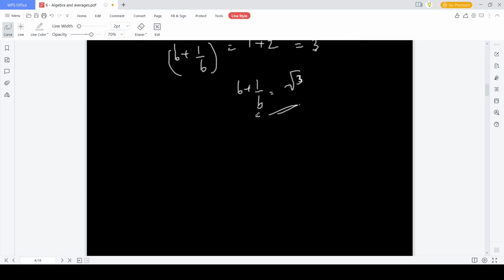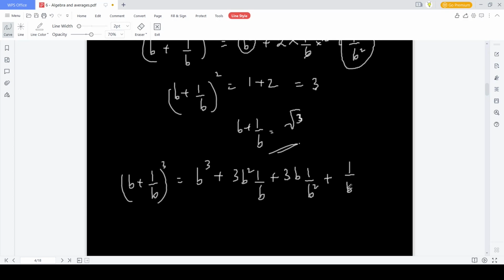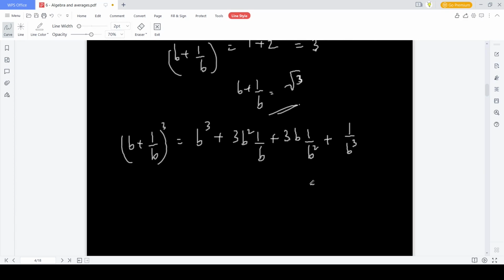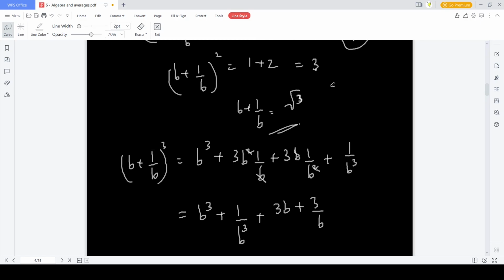Now I need to find b cube plus 1 by b cube. I will write the formula of b plus 1 by b whole cube first. I'll get it as first part cube plus 3 times first part square into second part, plus 3 times first part into second part square, plus second part cube. So this is nothing but b cube plus 1 by b cube, I'll write together, plus this 1 square and 1 cancels, so 3b plus 3 by b. Here I can take 3 common, I will get b plus 1 by b, which we found to be root 3.